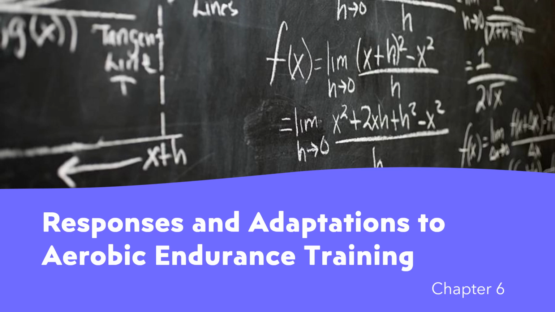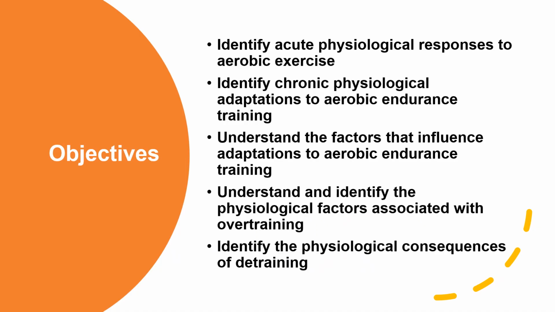Today we are talking about the responses and adaptations to aerobic endurance training. This is chapter 6. In this chapter, you should be able to identify acute and physiological responses to aerobic exercise as well as the chronic adaptations. Understand the factors that influence adaptations to aerobic endurance training, and identify and understand the physiological factors associated with overtraining, as well as with detraining.